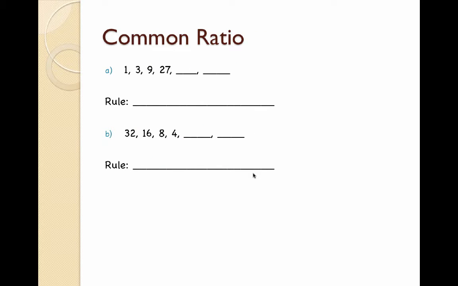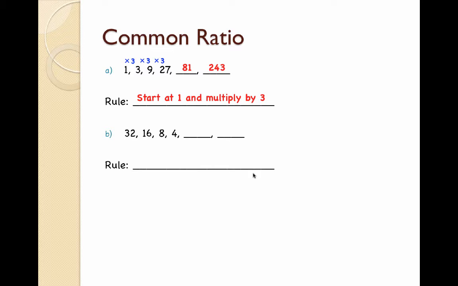Let's look at some examples with a common ratio. We look at 1, 3, 9, and 27, and we notice that they're not going up by the same amount, or we're not increasing by the same amount. However, if we were to multiply each of our numbers by 3, we would get the next number in the sequence, which means that our next two numbers are going to be 81 and 243. Hope you know your times tables. So the rule is going to be to start at 1 and then multiply by 3.